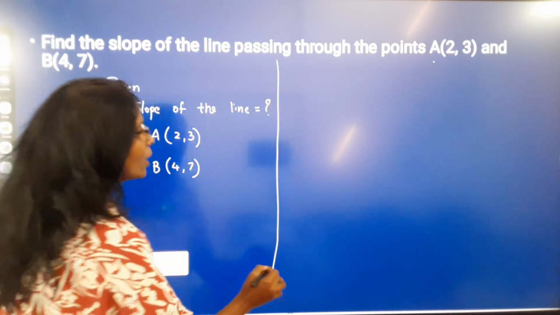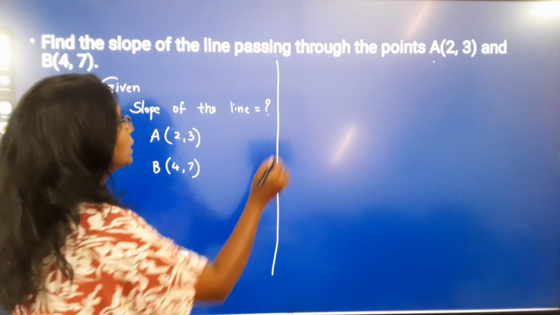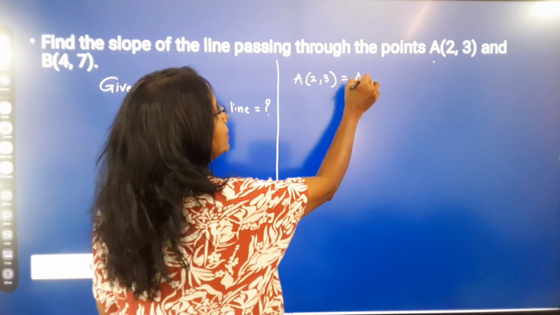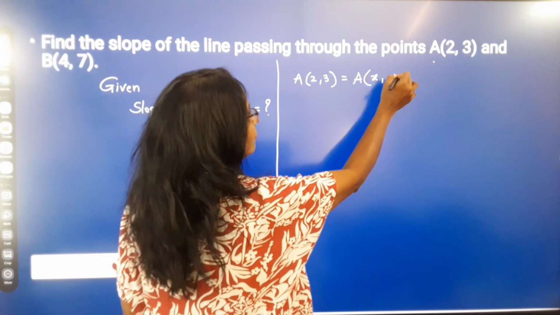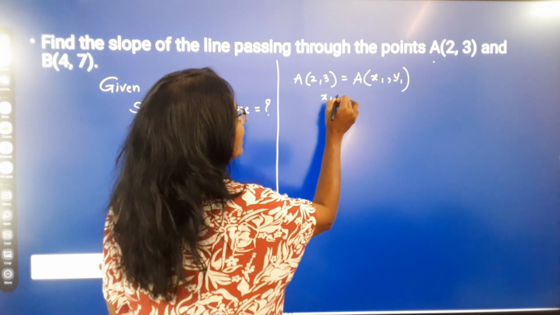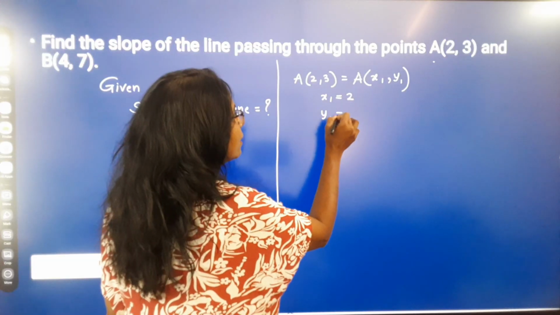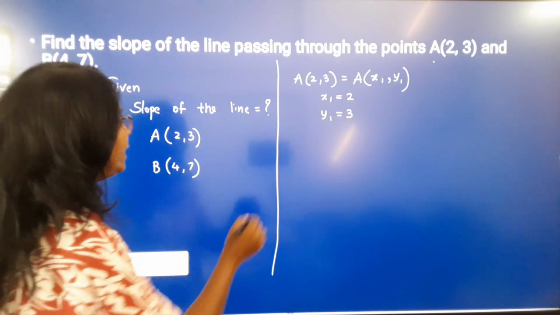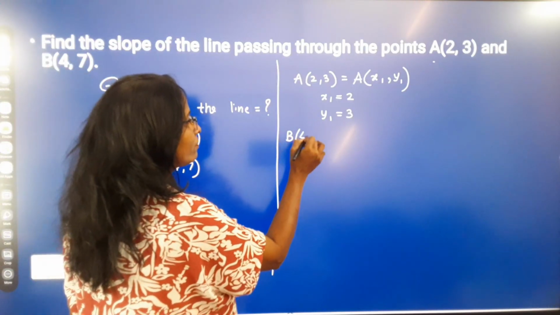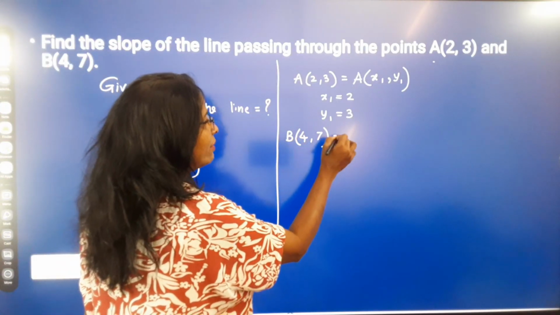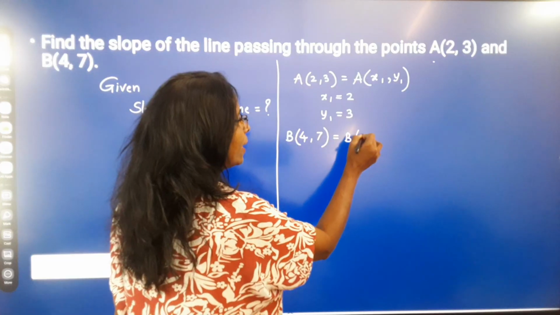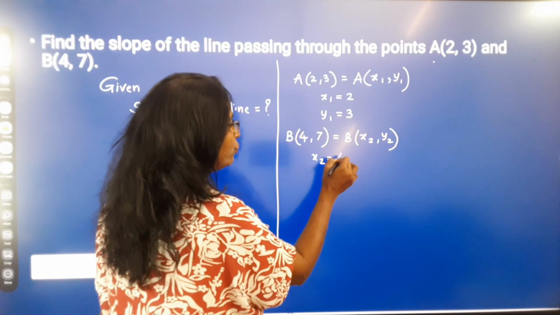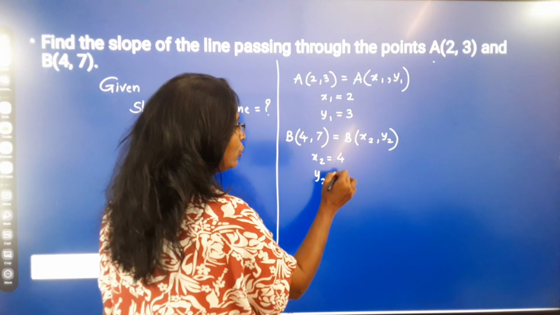Now start the solution. A(2, 3) is considered as (x1, y1), so x1 is equal to 2 and y1 is equal to 3. The second point is B(4, 7), considered as (x2, y2), so x2 is equal to 4 and y2 is equal to 7.